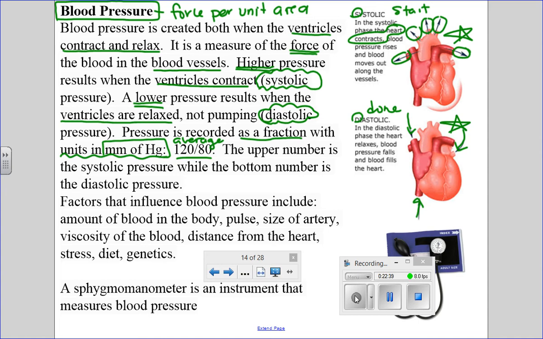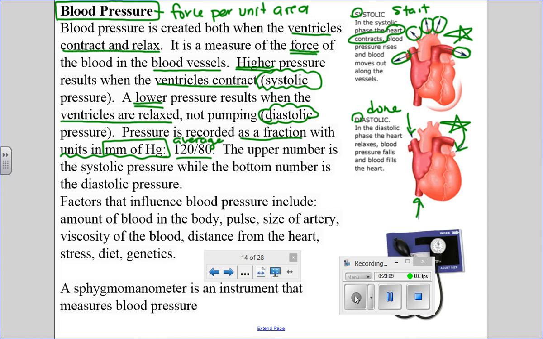So I might say a person's blood pressure is 120/80. What does that mean? Well, it means when their heart is contracting and blood starts to leave the ventricles and go into the arteries, the pressure is 120. And when the heart is done contracting and it's relaxing, the diastolic phase, that is when the pressure in your blood vessels is 80.